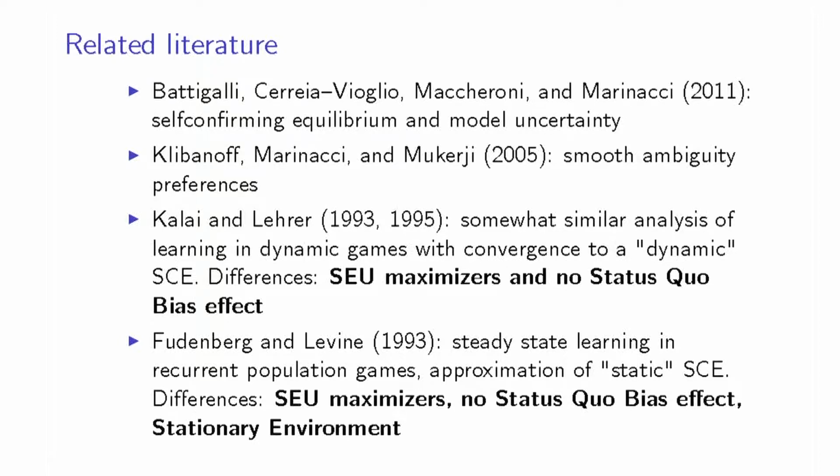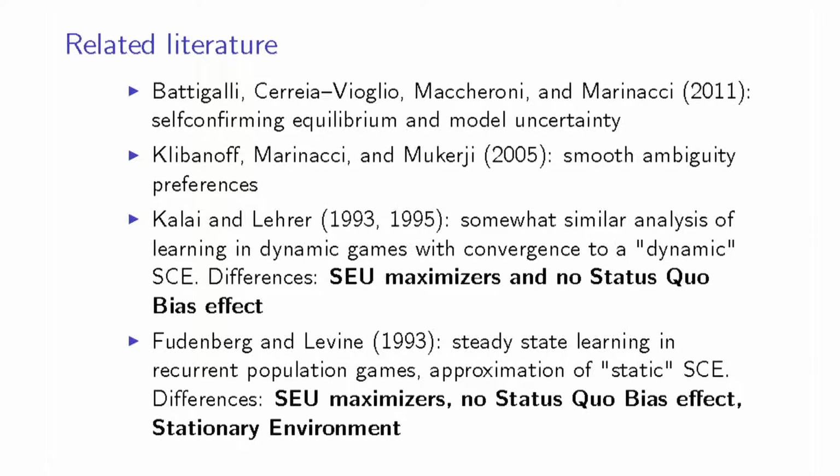There are a few papers related, for example, Kalai and Lehrer, that study a somewhat similar, they have a similar analysis of learning, and they explore convergence to a dynamic self-confirming equilibrium. The differences are that they look at the SEU maximizer. So in our case, we want to introduce ambiguity aversion.